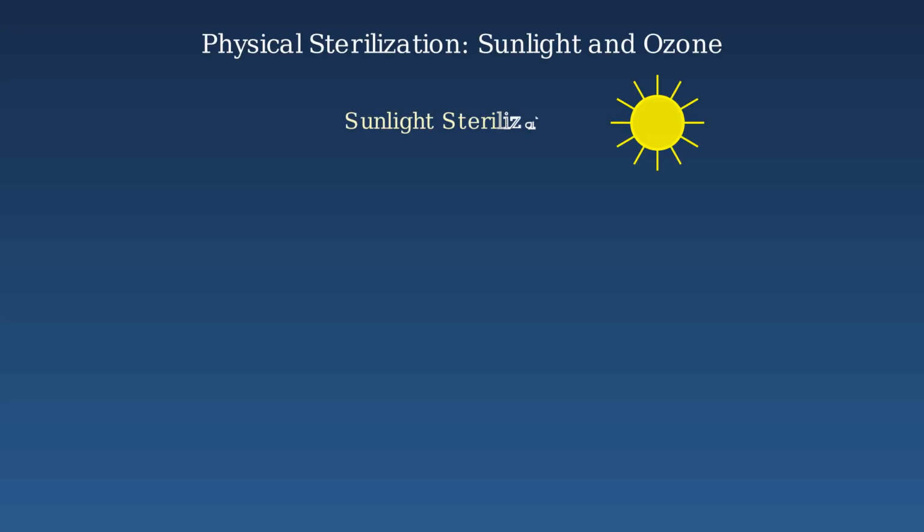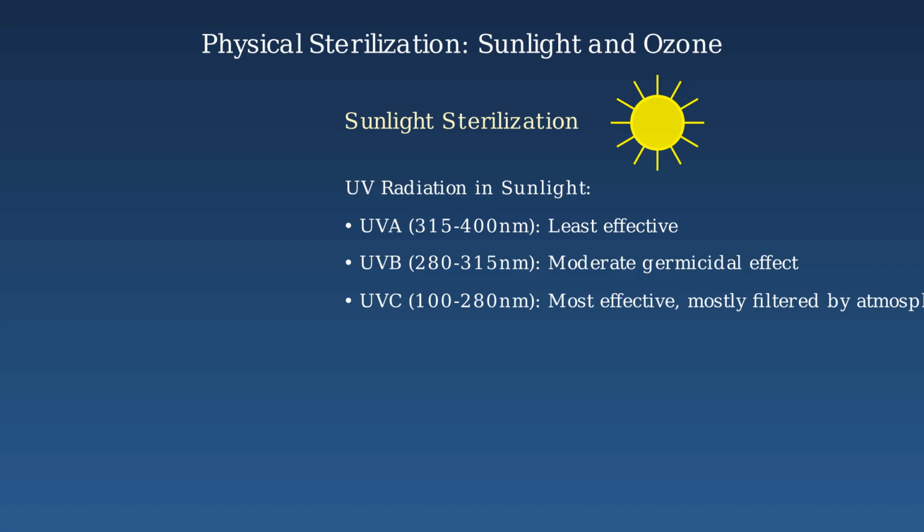Sunlight acts as a natural sterilization method through its ultraviolet radiation component. Sunlight contains different types of UV radiation. UVA has minimal germicidal effects, UVB has moderate sterilization capability, while UVC is most effective but is largely filtered by the Earth's atmosphere. UV radiation damages microbial DNA by creating thymine dimers, which prevent proper DNA replication. This disruption leads to cell death or inability to reproduce.